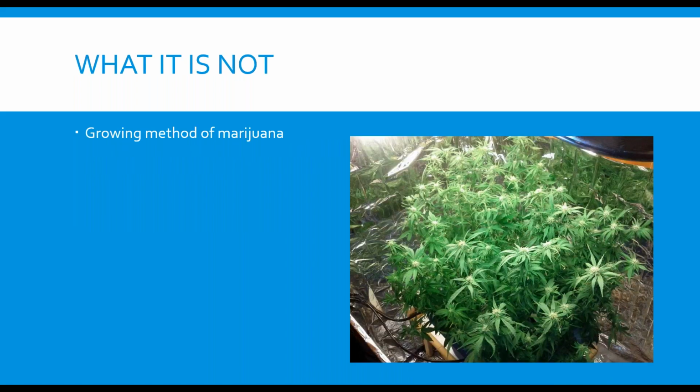Now, keep in mind that this is not just a method of growing marijuana, which I'm sure some people thought when they saw the talk for this. Yes, I know I am in California, but we will be focusing on the fish side of things today.